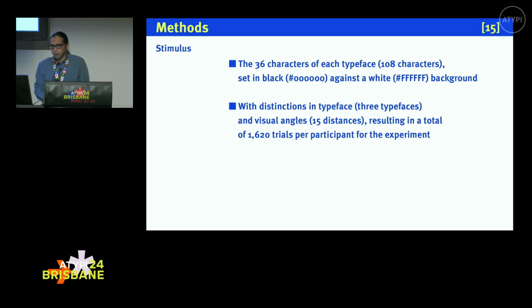The stimulus. 36 characters of each typeface, totaling 108 characters, set in black on a white background. With distinction in typeface and visual angle, 15 distances result in a total of 1,620 trials per participant for the experiment.